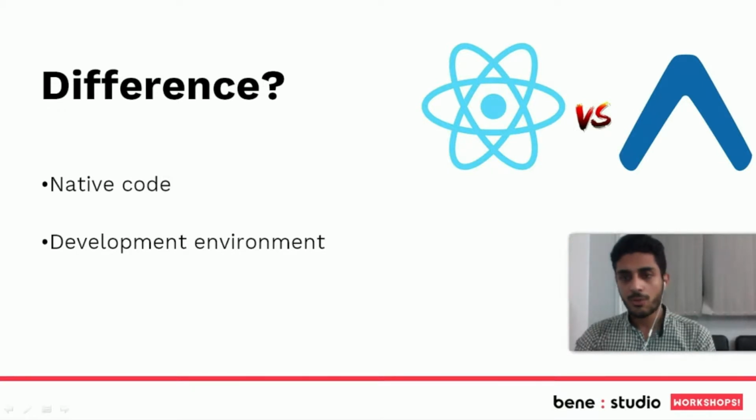So far, to sum it up, the difference is Expo doesn't let you touch the native code, and React Native requires you to play around with the native code to achieve the functionality that you need.